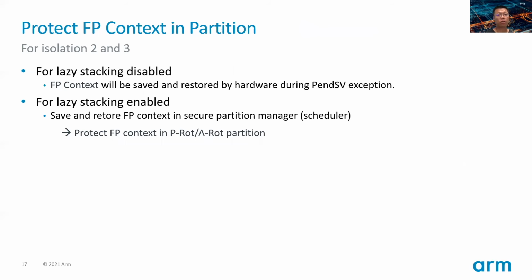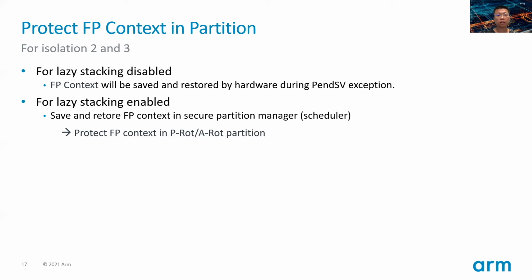Now let's look at how to protect FP context in partitions for isolation level 2 and level 3. There are two scenarios. The first is for lazy stacking disabled. The FP context will be saved and restored by the hardware during the PendSV exception. PendSV exception is used as a scheduler in TF-M for the secure side. There is no risk of FP context leakage in this scenario.